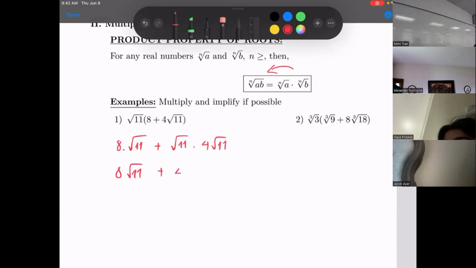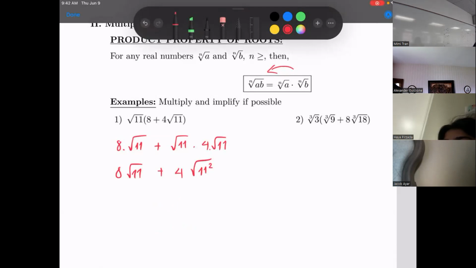Can I bring the 4 in the front? Is that okay? If A, don't write this down. A times B times C is the same thing as B times A times C, right? I can rearrange them. Okay, so square root 11 times square root 11 is square root 11 squared, right?